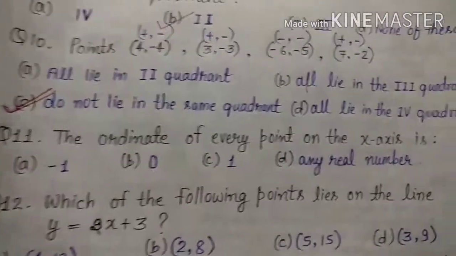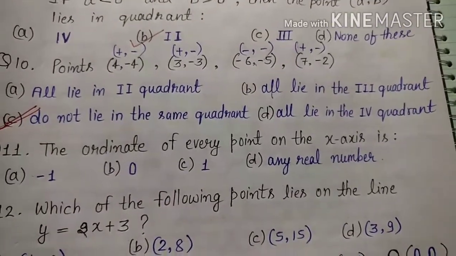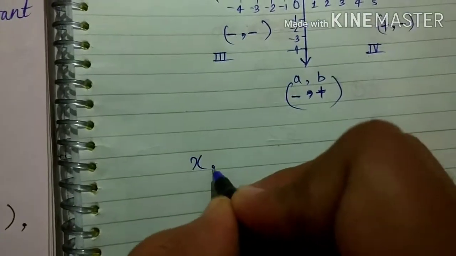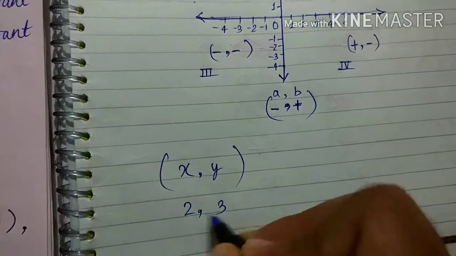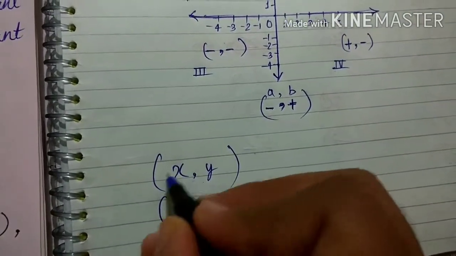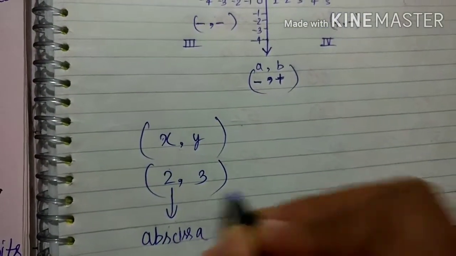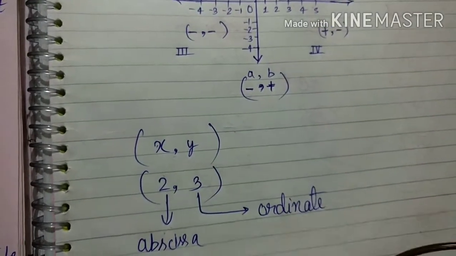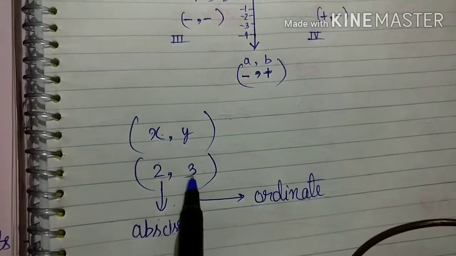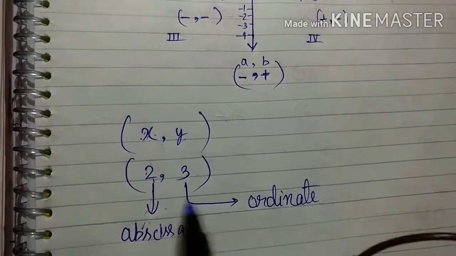Now move to question number 11. The ordinate of every point on the x-axis. Now just let me revise. We have learned x comma y, where the numbers come like 2 comma 3. In this way, this 2, the value of x, is called abscissa. And the value of y is called ordinate. Or we can say coordinate of x and coordinate of y, these are the names also. Abscissa means the value of x, and ordinate means the value of y.